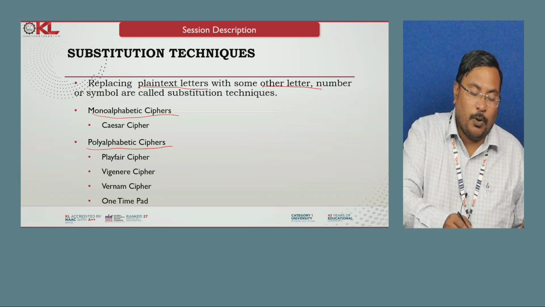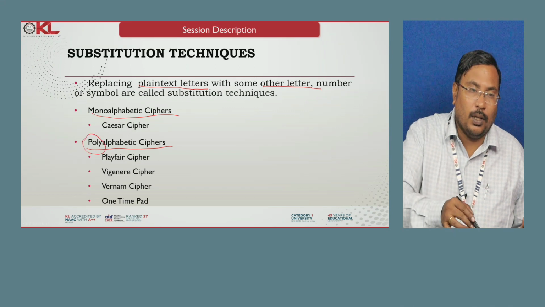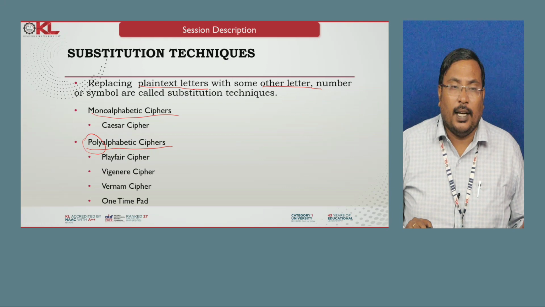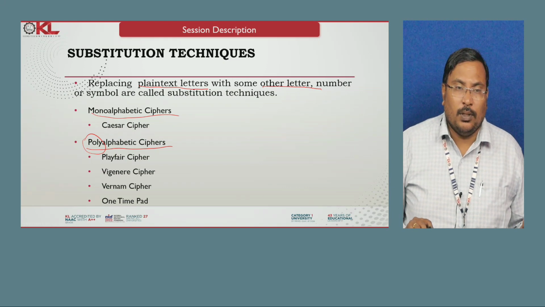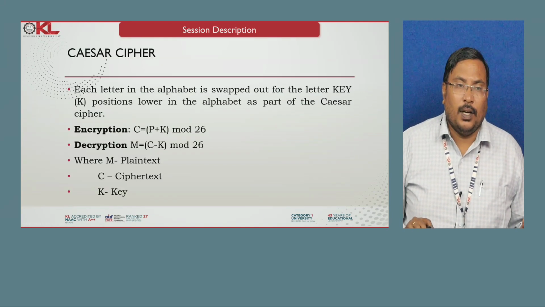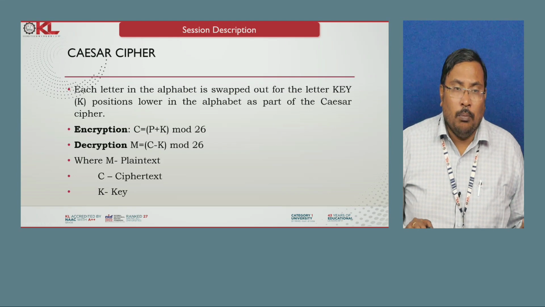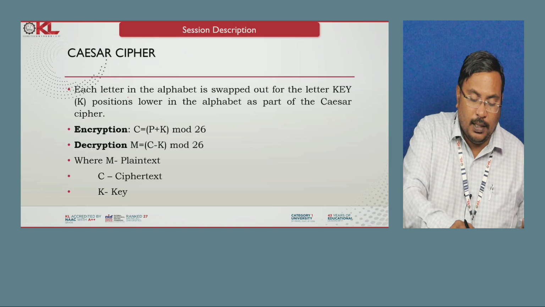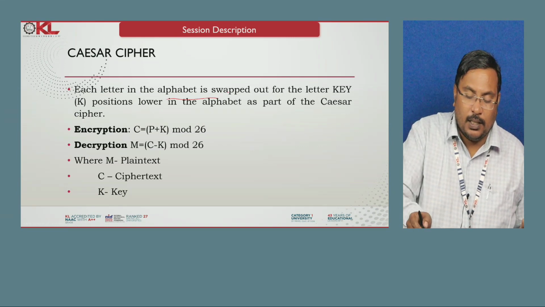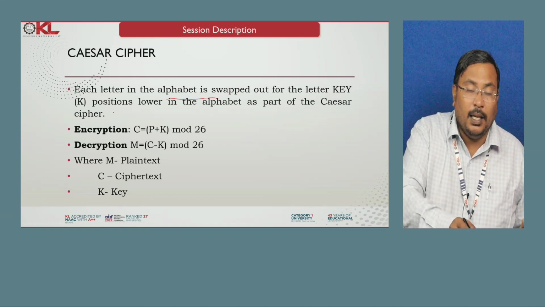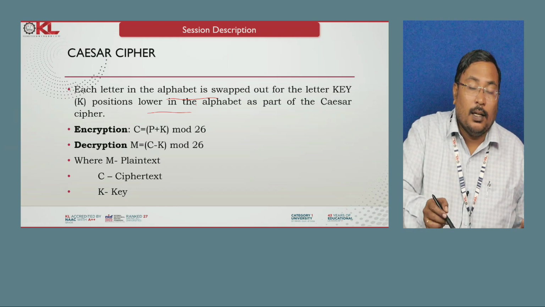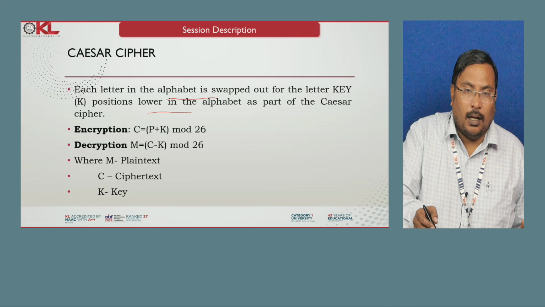Polyalphabetic ciphers: poly is a Greek word, it means many. Many alphabets are used to create the ciphers. So coming to the first technique, the Caesar cipher, it is a monoalphabetic technique. Each letter in the alphabet is swapped out with the letter key positions away. Lowercase letters are used as the plain text and uppercase letters are used as the ciphertext.